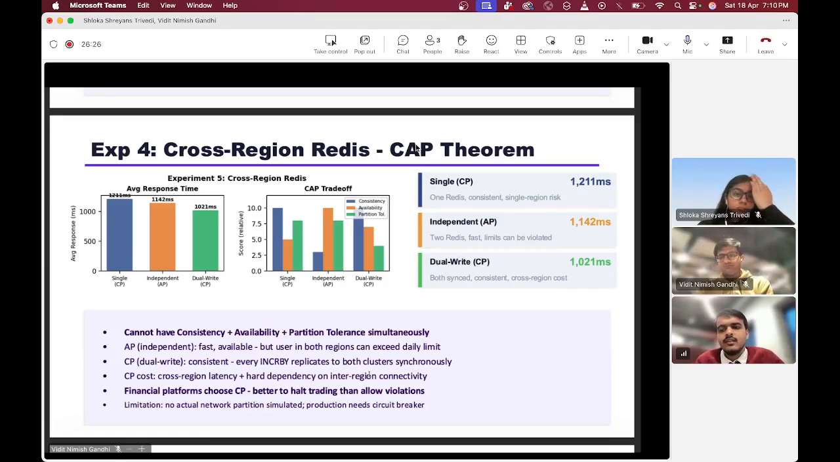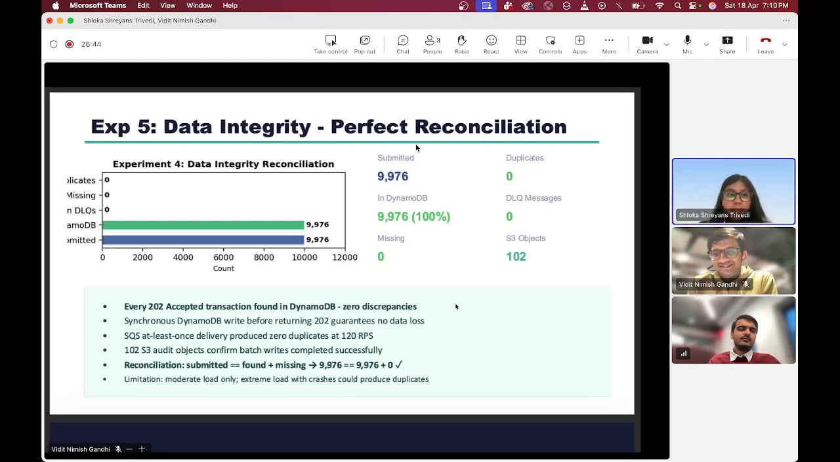So the next experiment will be explained by Shloka. Experiment 5 is related to data integrity audit. The main question here is, in a system that is using SQS, which is at least once delivery, does every accepted transaction actually make it through the full pipeline? Are there any missing records or any duplicates? Any messages that are stuck in dead letter queues?